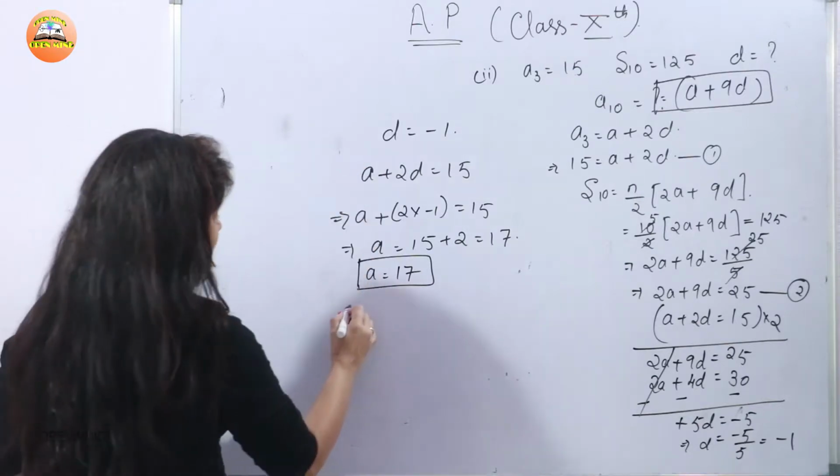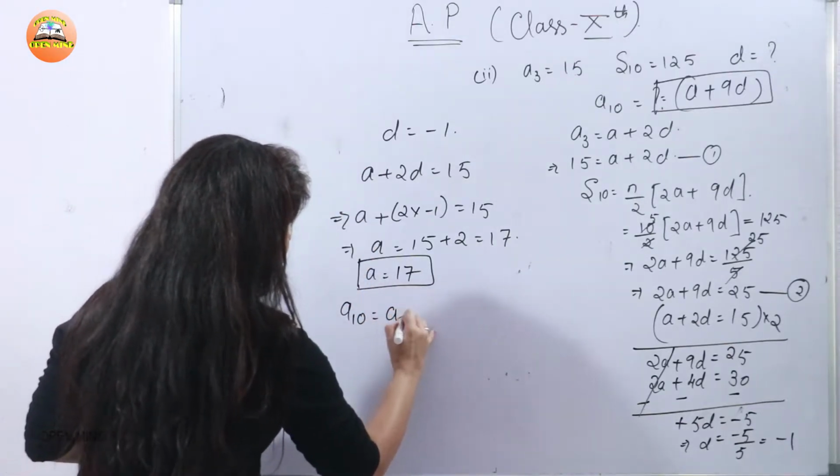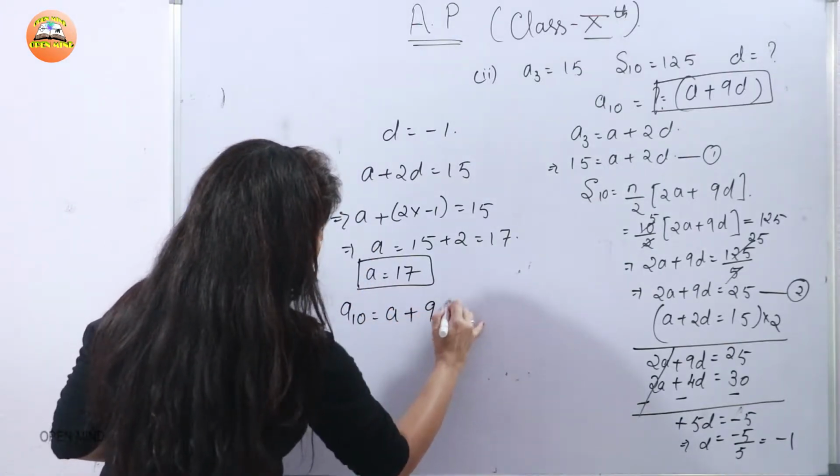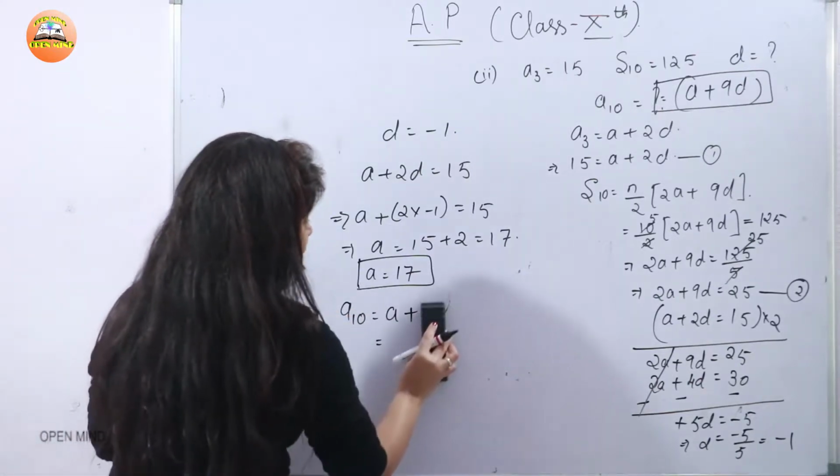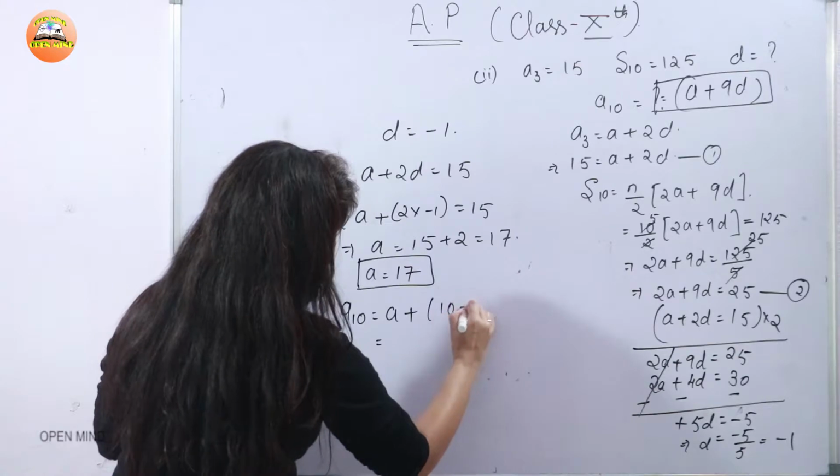Now we will find out A10. A10 is equal to A plus 9D. That is because 10 minus 1 is how much? 9. If you want, I can write down the step for the sake of your convenience.